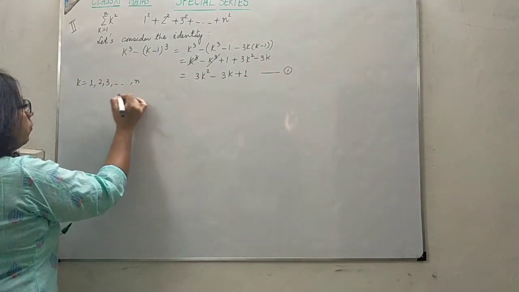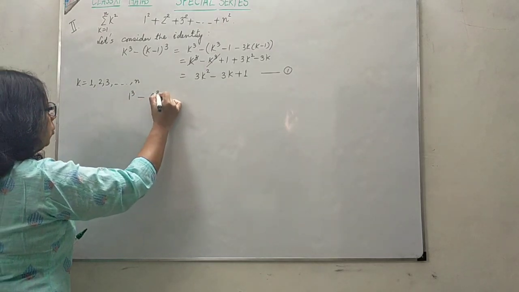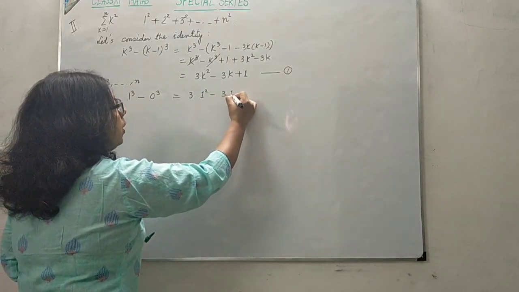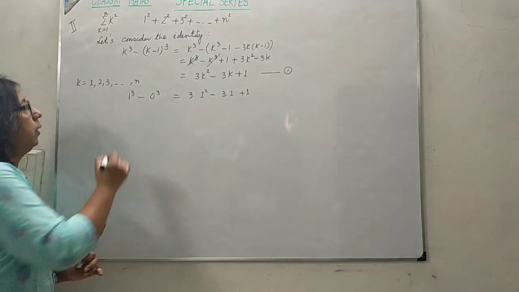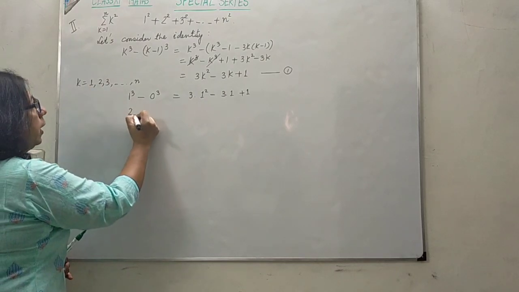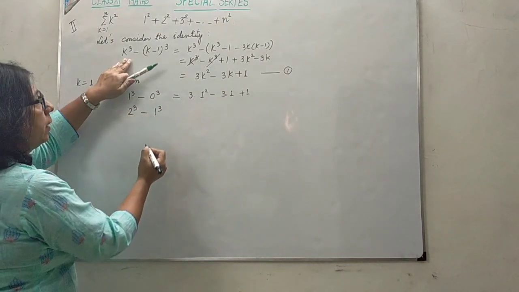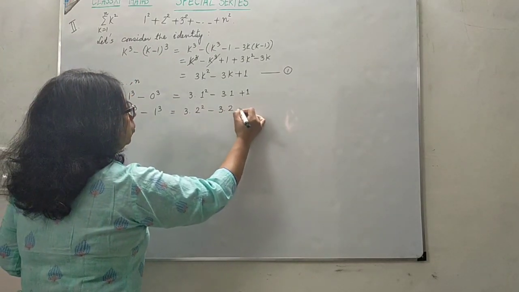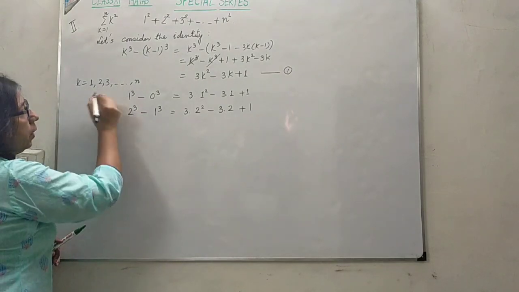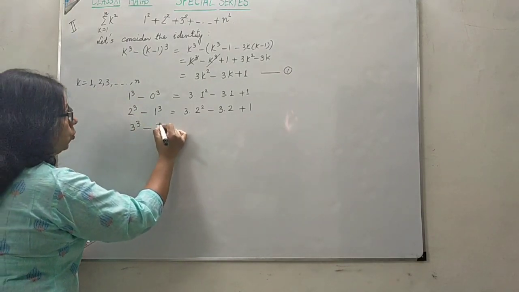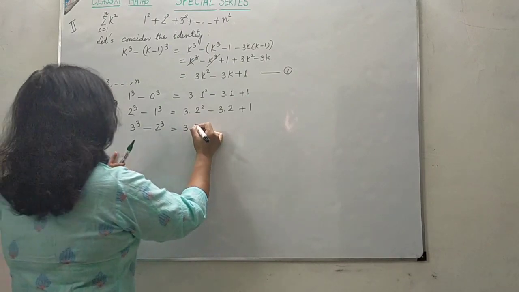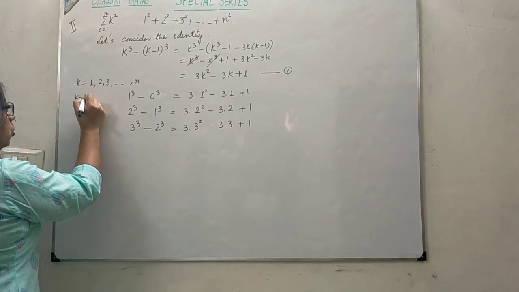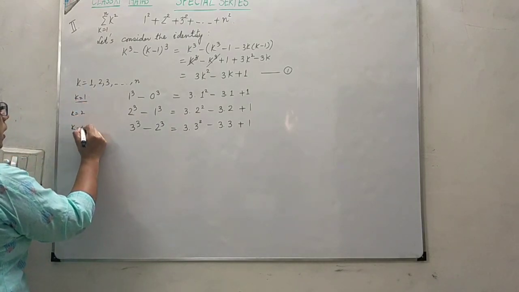Then the first, k equal to 1, gives us 1 cube minus 0 cube. On this side we have 3 into 1 square minus 3 into 1 plus 1. Have you got it? Now we have k equal to 2, then 2 cube minus 1 cube. This is 3 into 2 square minus 3 into 2 plus 1. And then k equal to 3 gives 3 cube minus 2 cube equal to 3 into 3 square minus 3 into 3 plus 1.